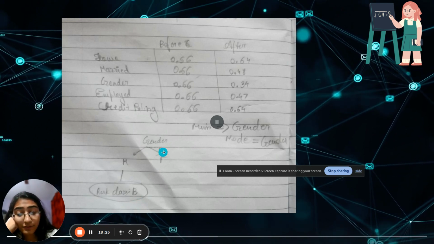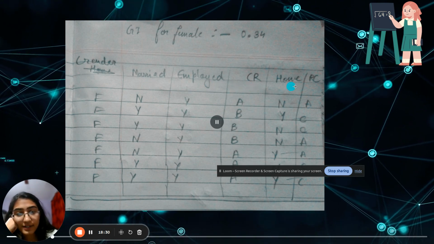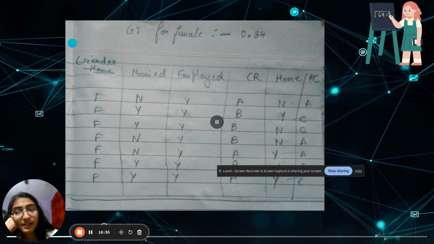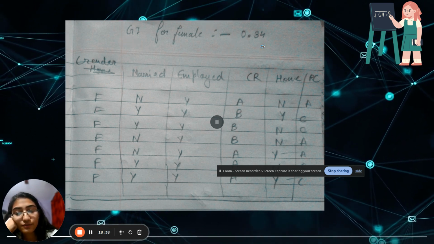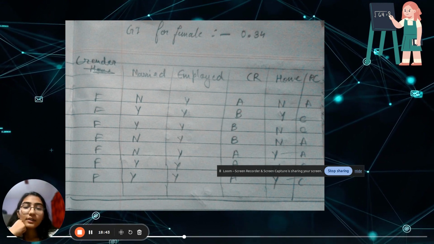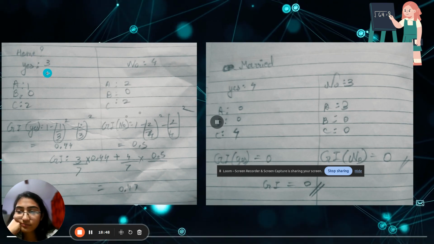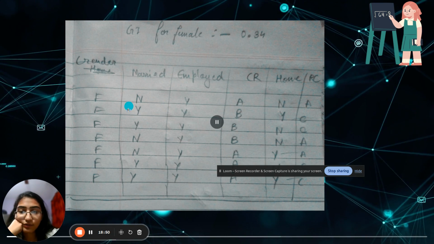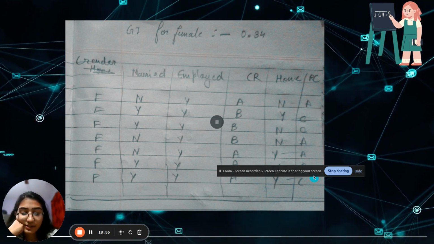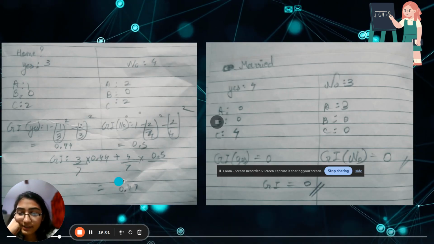Now we will find out for female. So we will make another table for female, with gender female, married, employed, credit rating, home, and risk class. Here, the Gini index for female we have already found out, which was 0.34. So now we will calculate for each attribute again. For home, looking into the table, we will count the number of risk classes for no's, and for yes's. After this, we will calculate the Gini index individually.